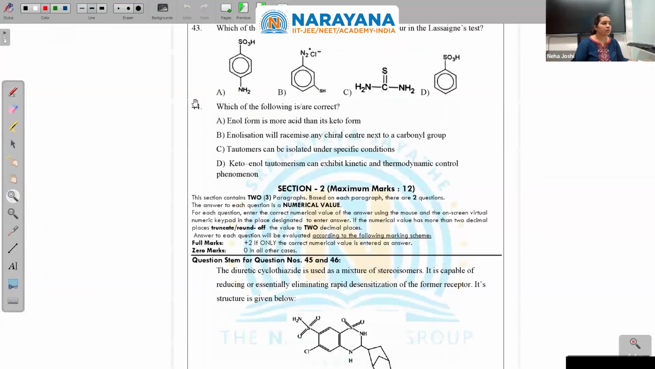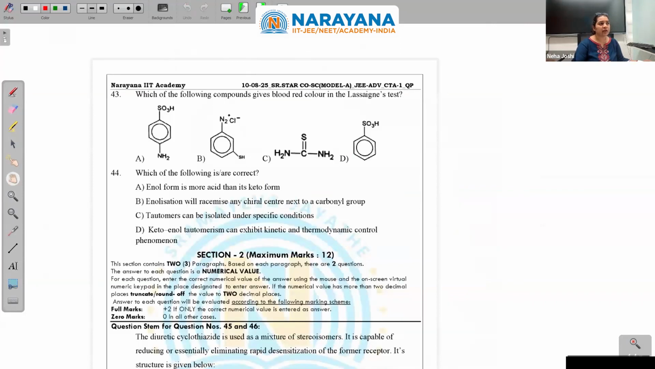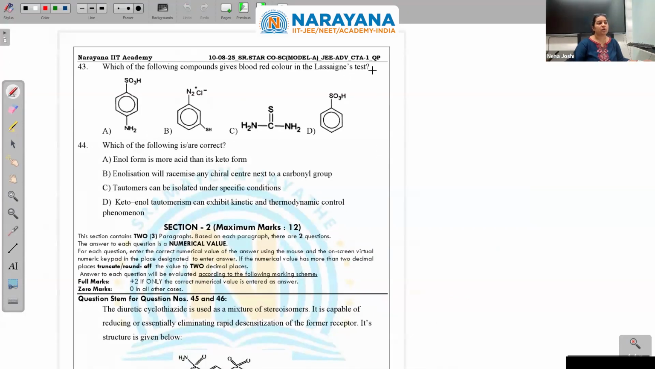Which of the following compounds gives blood red color in Lassaigne's test? The compound should have carbon, sulfur, and nitrogen. Then only it will form SCN, and then Fe(SCN) whole thrice will be the blood red coloration.